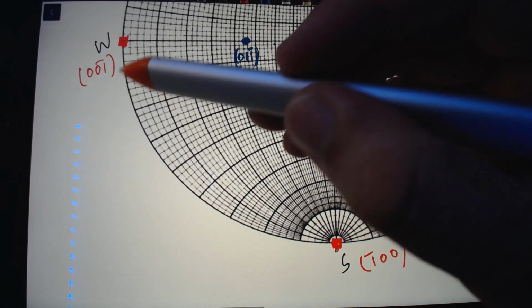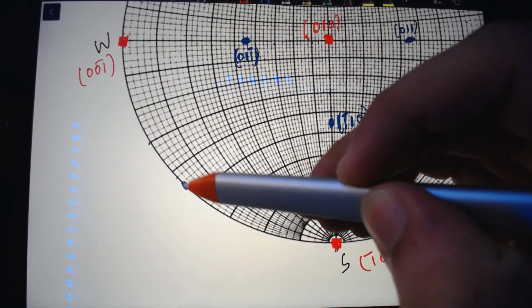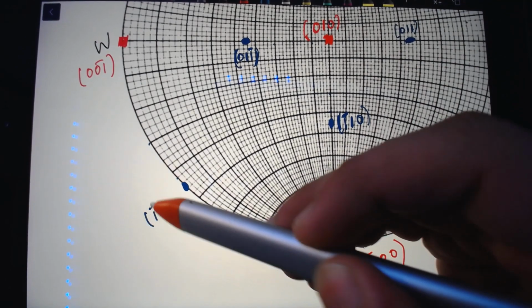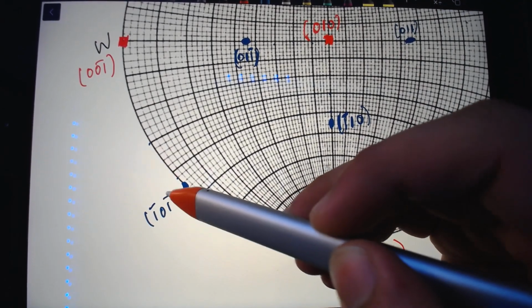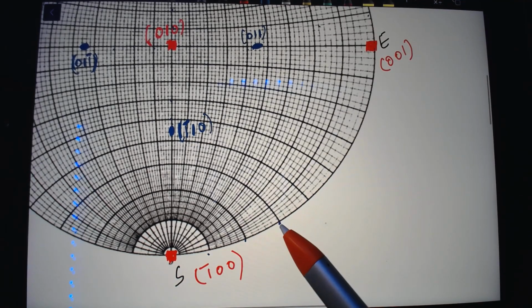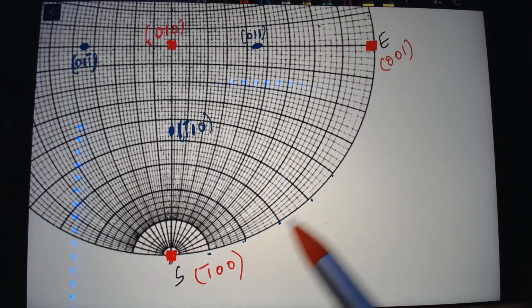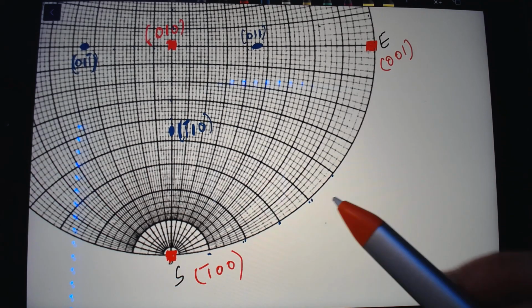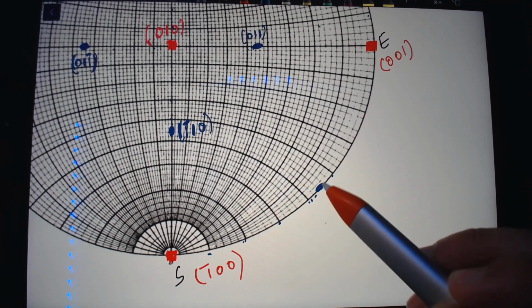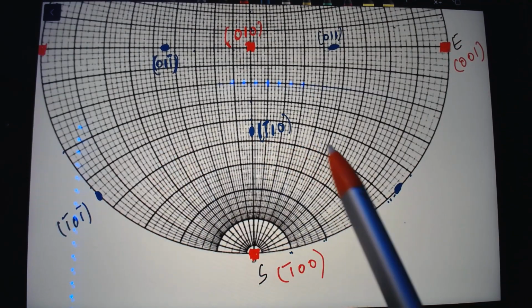Now west and the south, 10, 20, 30, 40, 42, 44, and this just becomes 1, bar 1, 0, bar 1. From the south and the east, we do 10, 20, 30, 40, 42, 44. And you'll notice that they are also in the same great circle.